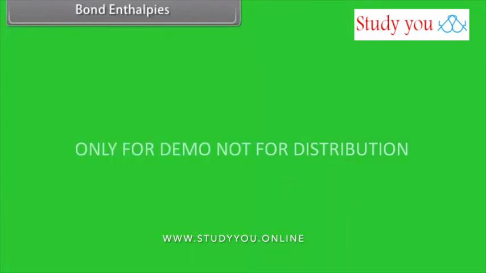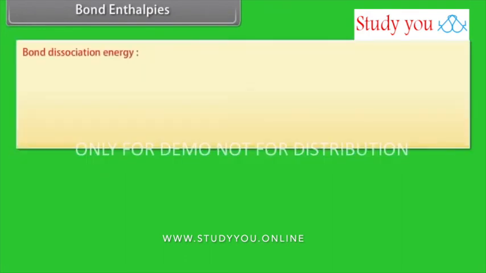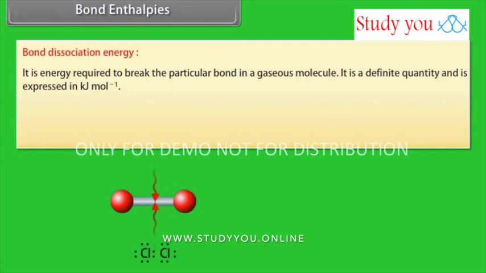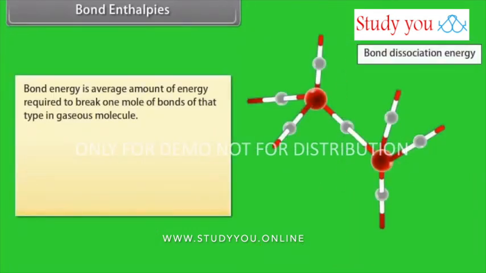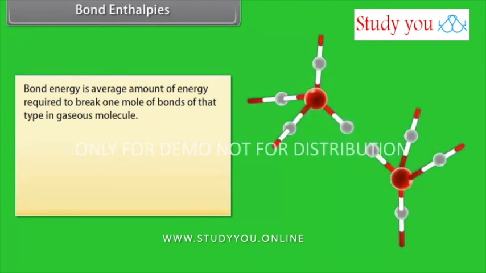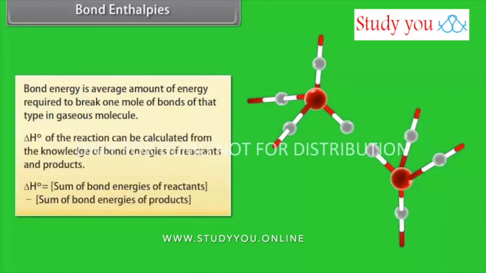Bond enthalpies. Bond dissociation energy is defined as the energy required to break a particular bond in a gaseous molecule. It is a definite quantity and is expressed in kilojoule per mole. In a diatomic molecule, the term bond dissociation energy is the same as bond energy, but in a polyatomic molecule having more than one similar bond, the term bond dissociation energy is not the same as bond energy. Bond energy is the average amount of energy required to break 1 mole of bonds of that type in a gaseous molecule. Delta H naught of a reaction can be calculated from the knowledge of bond energies of reactants and products.